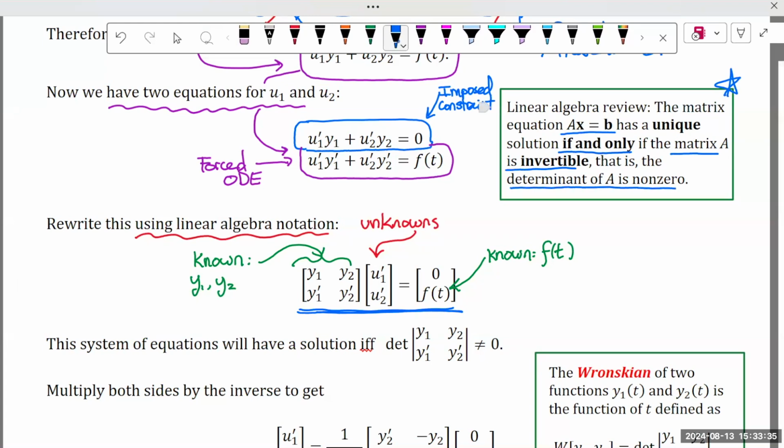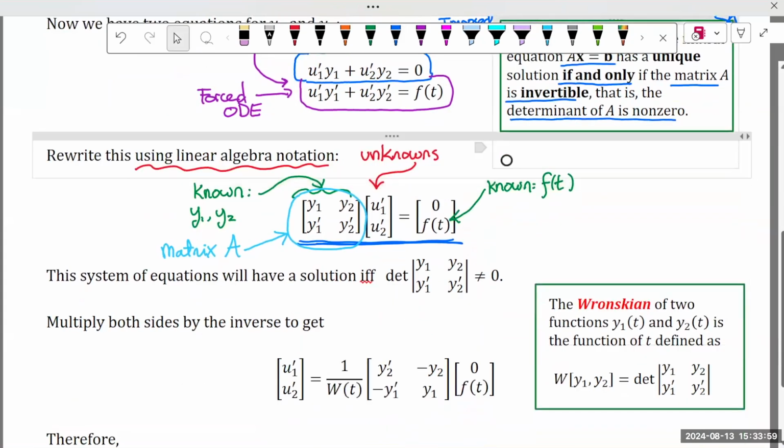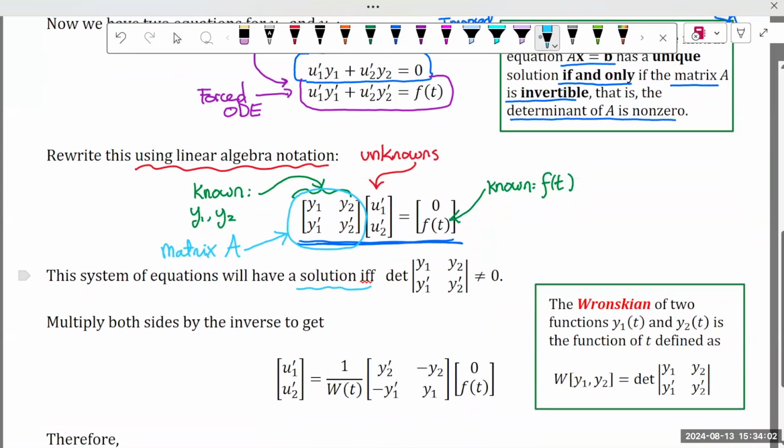What is our matrix A in this case? In this case, our matrix A is this matrix with y1 and y2 in the top row and y1 prime, y2 prime in the bottom row. So this system will have a unique solution if and only if the determinant of that matrix A is non-zero. This is a crucial point. We want that determinant to be non-zero. That determinant is so important, it's actually been given a special name. It's called the Wronskian of the two functions y1 and y2. And it is defined to be the determinant of the matrix whose top row is y1 and y2 and whose bottom row is y1 prime and y2 prime.